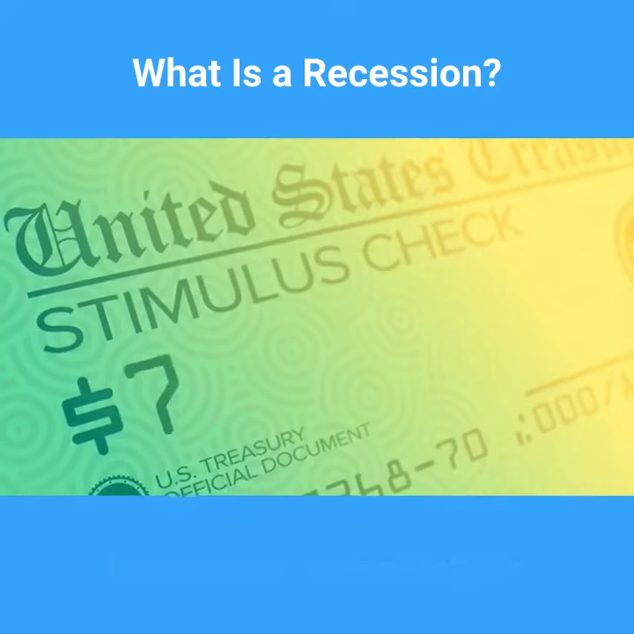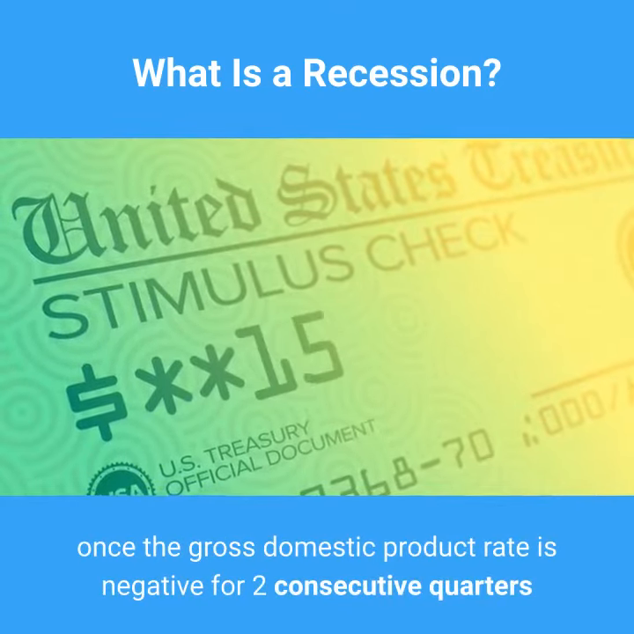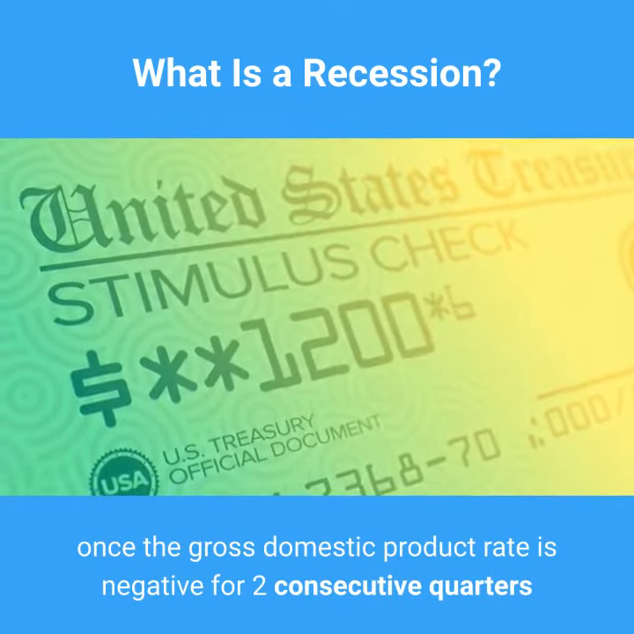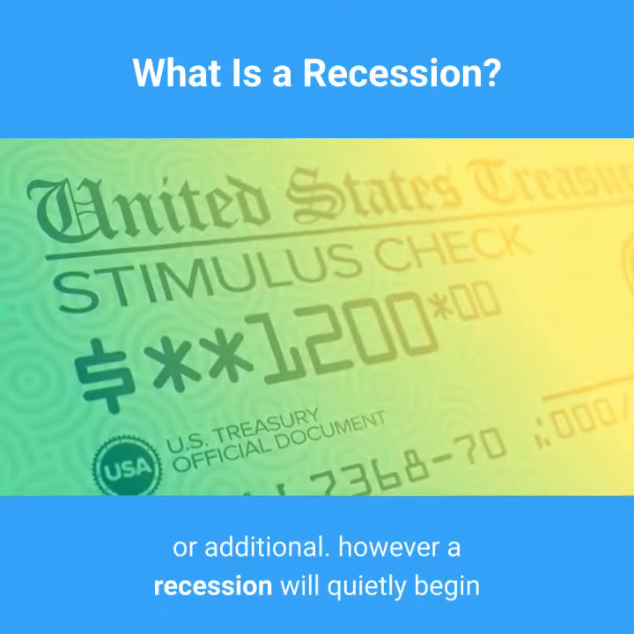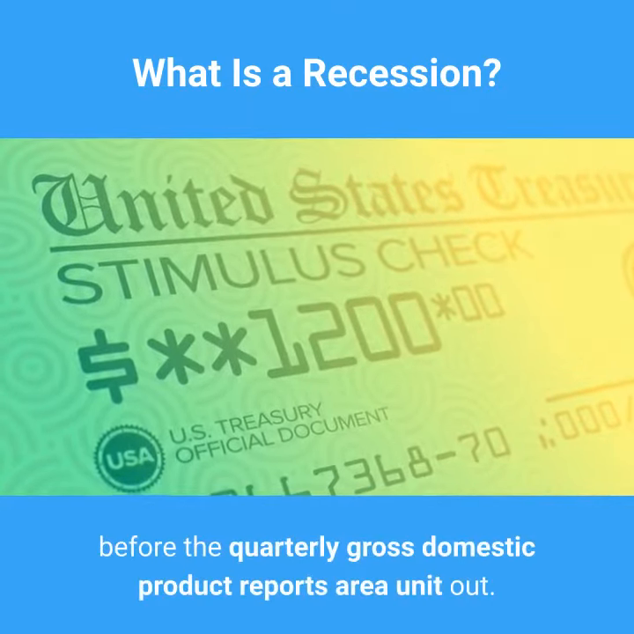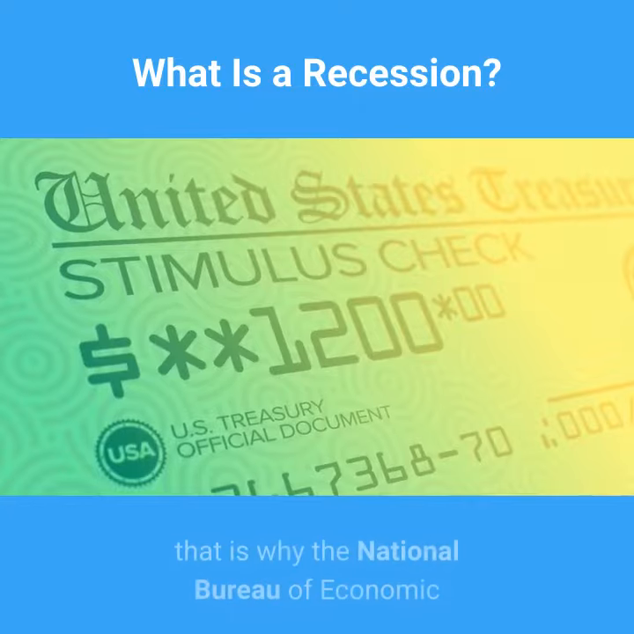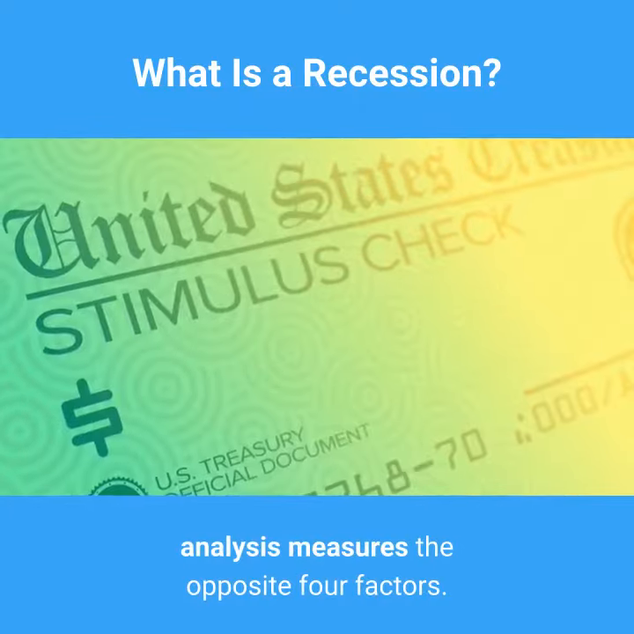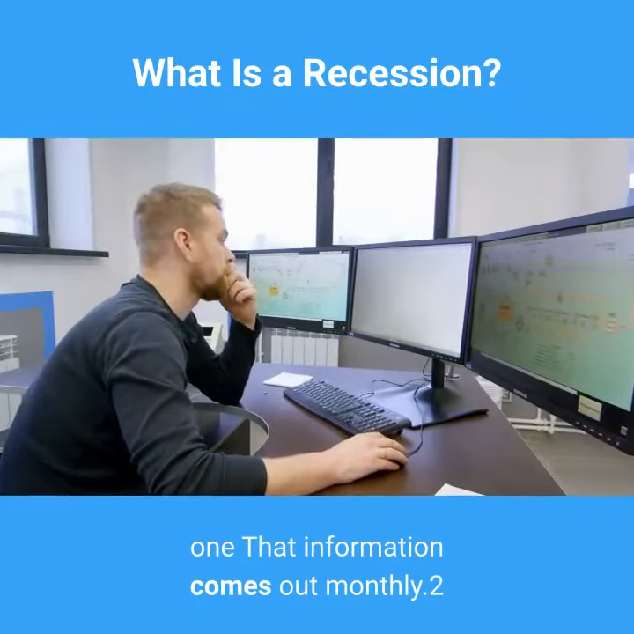People typically say a recession is once the gross domestic product rate is negative for 2 consecutive quarters or more. However, a recession will quietly begin before the quarterly gross domestic product reports are out. That is why the National Bureau of Economic Analysis measures the other 4 factors. 1. That information comes out monthly.